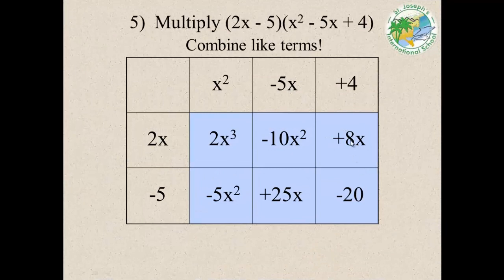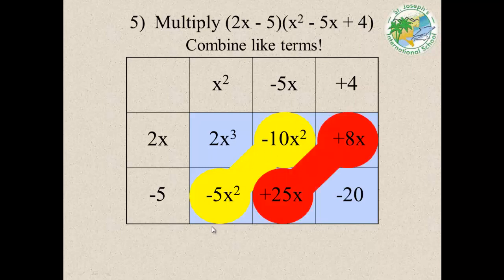Okay, combine like terms together. So where are the like terms? Like terms: negative 10x power 2 with negative 5x power 2, and positive 8x with positive 25x. Then negative 10 and negative 5 equal what? With positive 8 and positive 25. Fine. Equal to 2x power 3 minus 15x power 2 plus 33x minus 20.